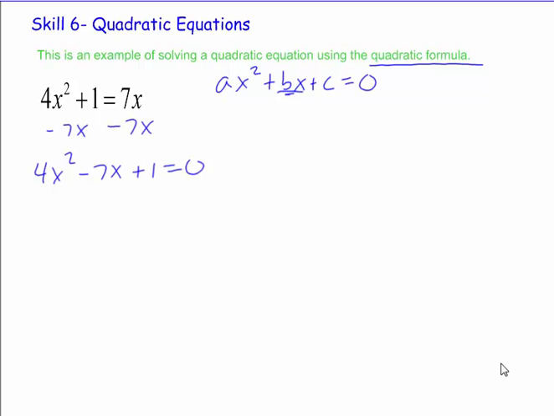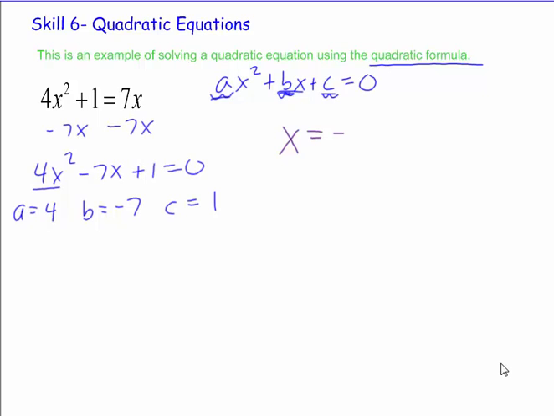From there, all we need to do is find our a, b, and c. So a in this equation is 4. A always comes in front of your x squared. B always comes in front of your x. And c is your constant. And if one of those is missing, an x or a constant, then those are 0. So again, a is always in front of your x squared, b is always in front of your x, and c is your constant.